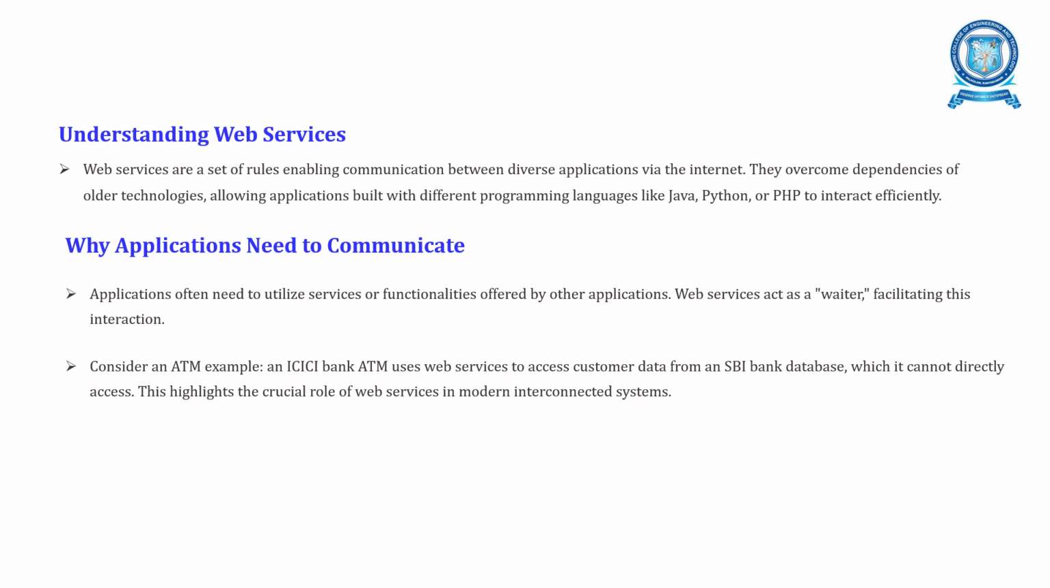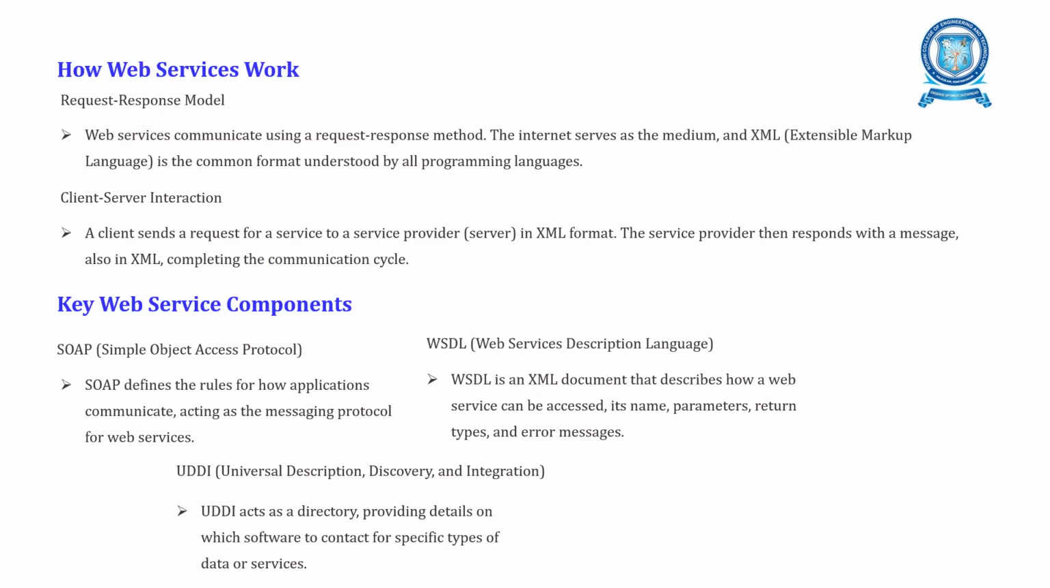Why do applications need to communicate? Applications often need to utilize services or functionalities offered by other applications. Web services act as a waiter facilitating these interactions. Consider an ATM example. An ICICI Bank ATM uses web services to access customers' data from an SBI Bank database, which is not directly accessible. This highlights the crucial role of web services in modern interconnected systems.